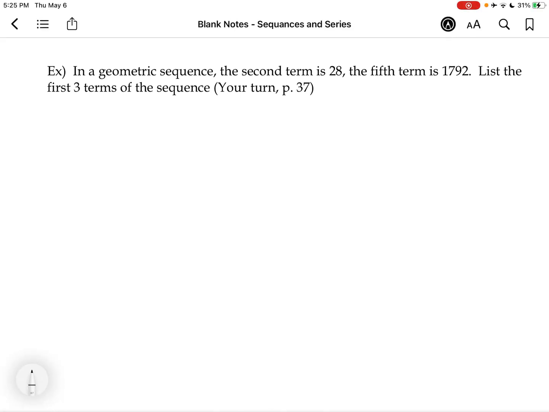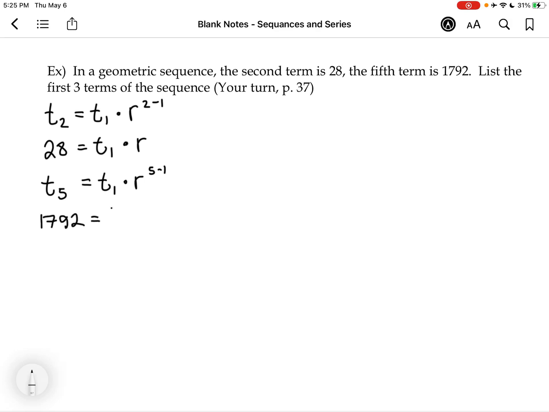Okay, so the second term is 28, a geometric sequence. That means that T2 has to be T1 times r to the 2 minus 1. And that is 28. So 28 has to equal T1 times r, since r to the 2 minus 1 is just r. We also know that T5 is T1 times r to the 5 minus 1. And so that is, what is that?